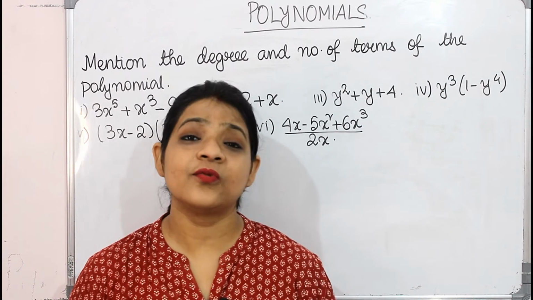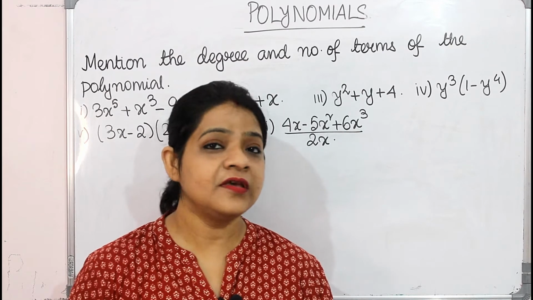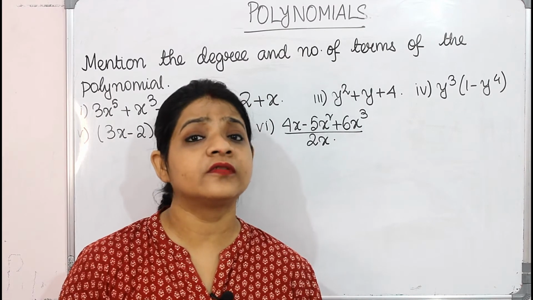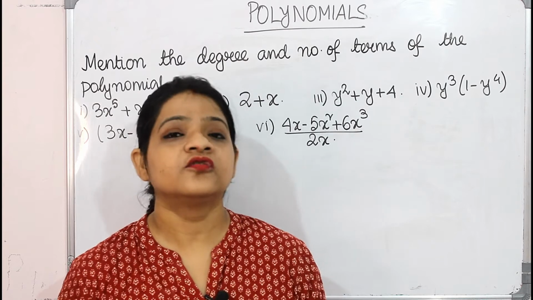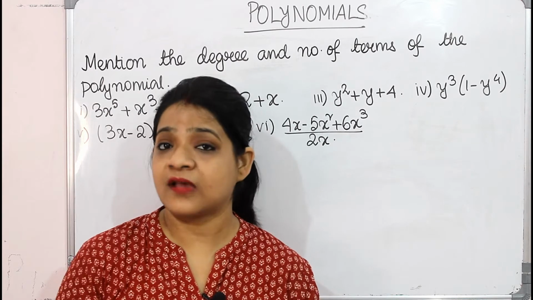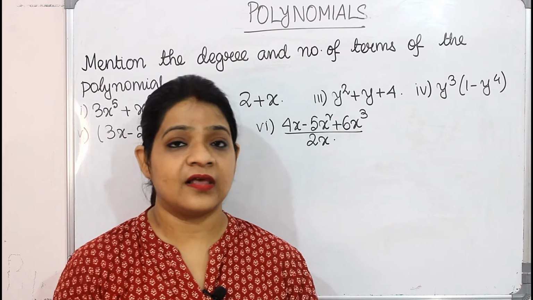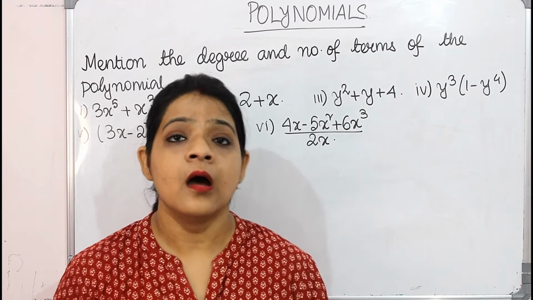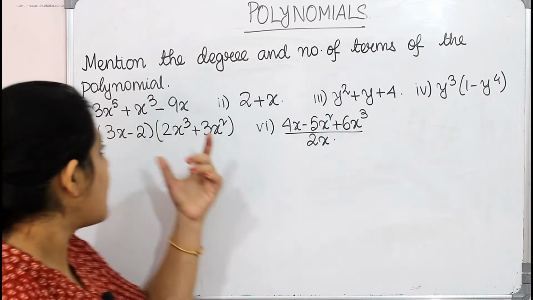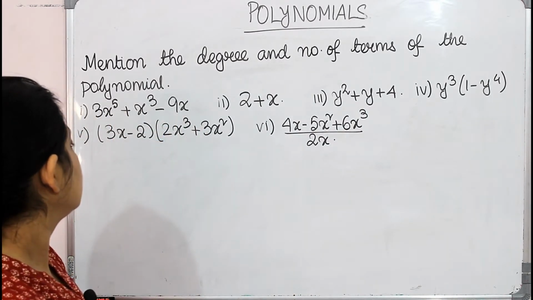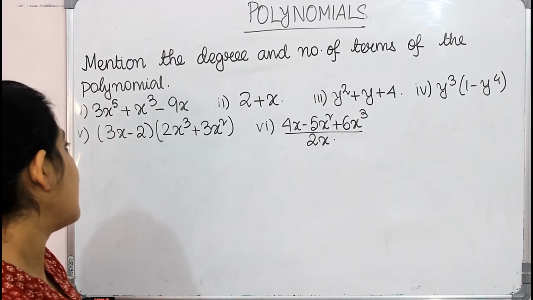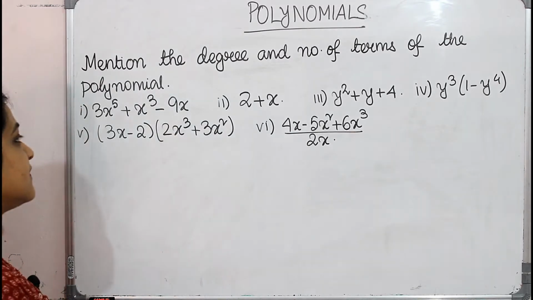So last class we have discussed about degrees of a polynomial and number of terms in a polynomial. So today we are going to take some examples and we are going to determine the degree as well as the number of terms in a polynomial. So first sum is 3 into x to the power of 5 plus x cube minus 9x.